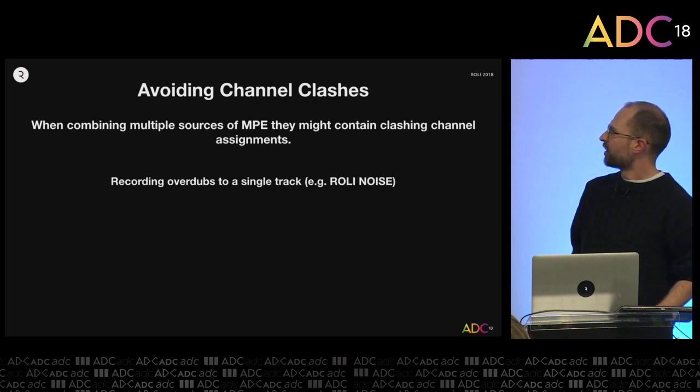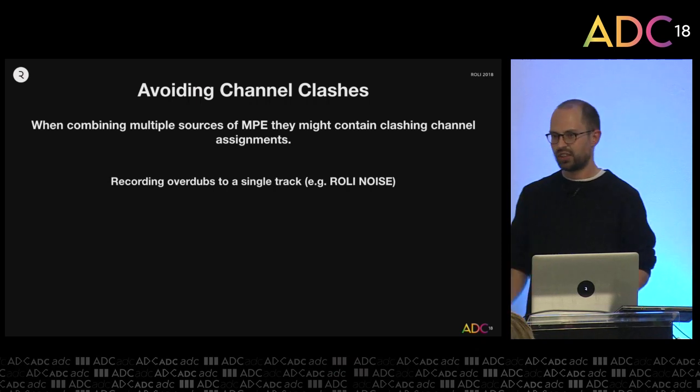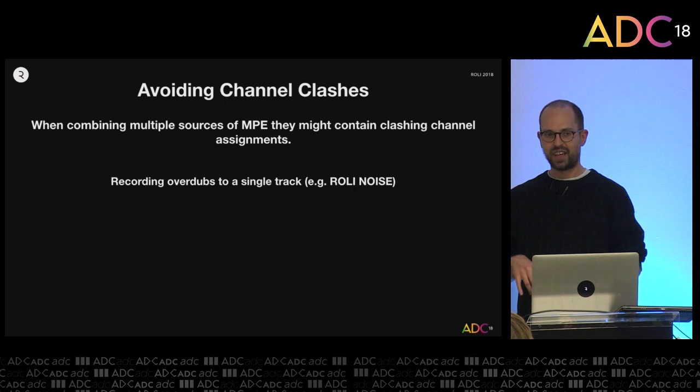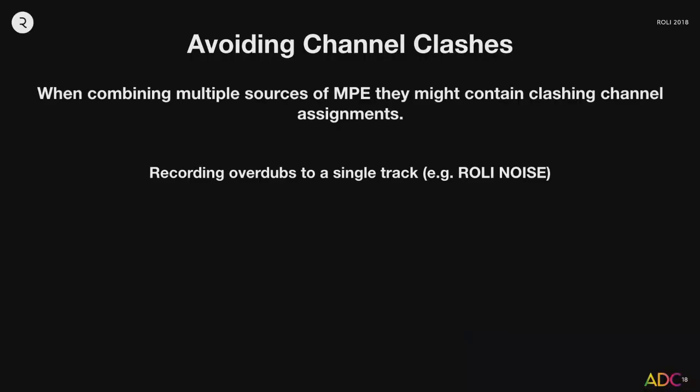When you're recording overdubs to a single track, you might be using the same instrument for every overdub you record. The instrument isn't aware of what channels have already been taken up, and the recording isn't aware of what channels you want to use. So potentially you're going to put in data that is using the same channels you've already used.